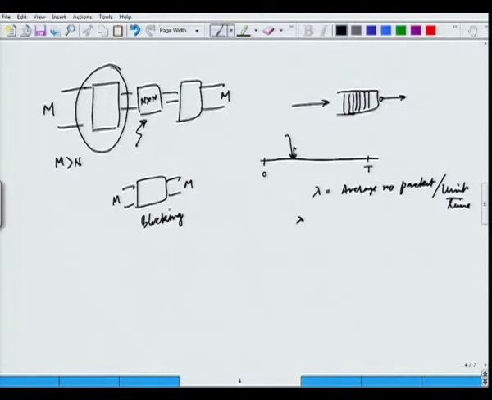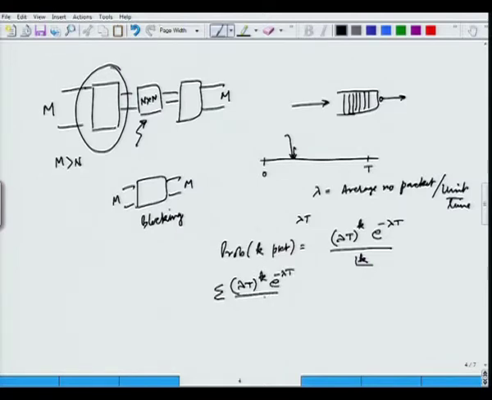So, in capital time t, on average lambda t packets will come. Now, the probability that k packets will arrive in time t is defined as lambda t raised to power k, e raised to power minus lambda t, divided by k factorial. This is a probability distribution, and of course, one can verify that if I sum this over k, I should end up getting 1, which is obvious, because e raised to power minus lambda t can be taken out, and the summation over k is nothing but e raised to power lambda t. So, e raised to power minus lambda t times e raised to power lambda t always gives 1. So, this is a probability distribution, and we call it Poisson statistics.